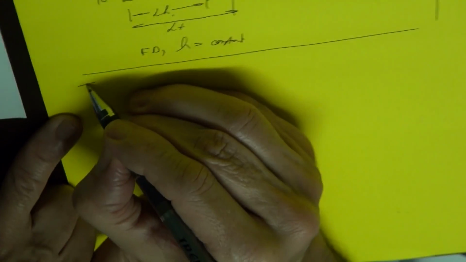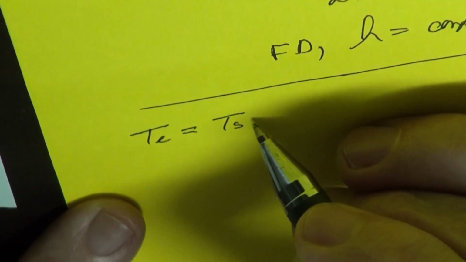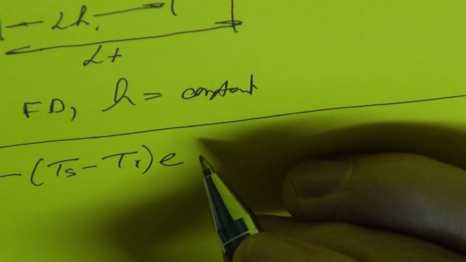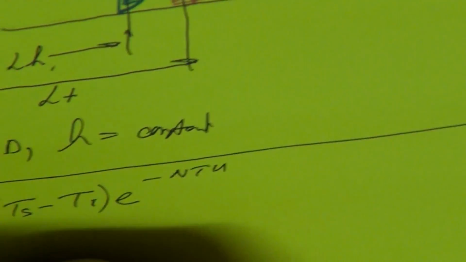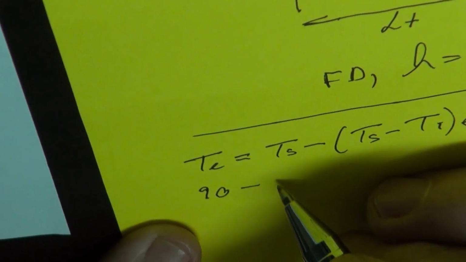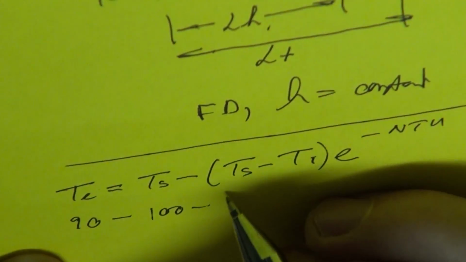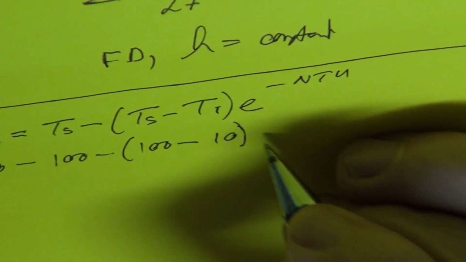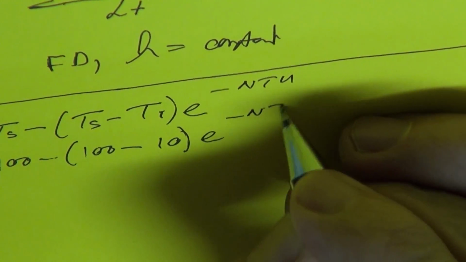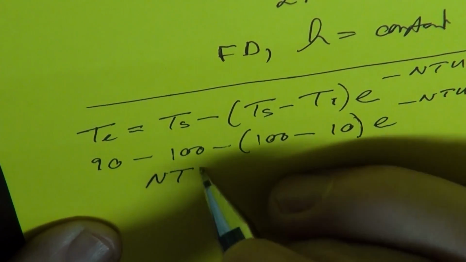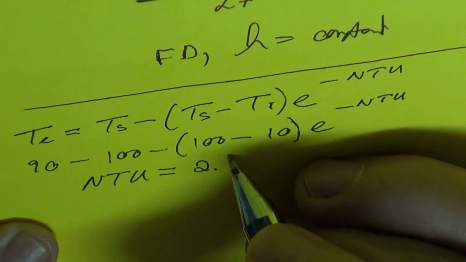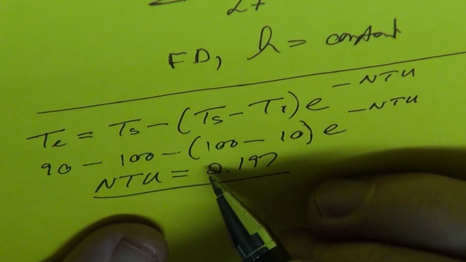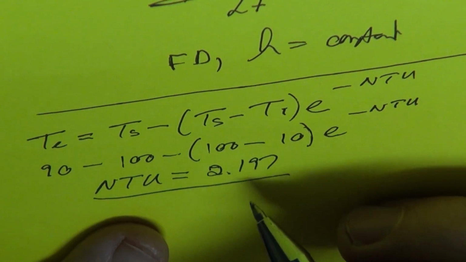So the outlet temperature is equal to the surface temperature minus the surface temperature minus the inlet temperature, e to the minus NTUs. The outlet temperature is 90, the surface temperature is 100, minus the surface temperature 100 minus the inlet temperature, which is 10, e to the minus NTU. And the NTUs can then be calculated as 2.197. It is always good that, when you calculate something, you think about it.